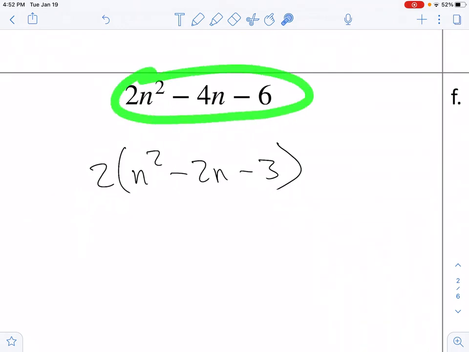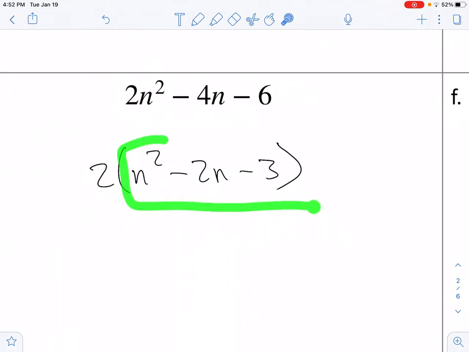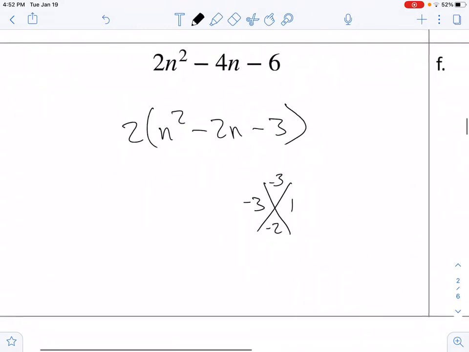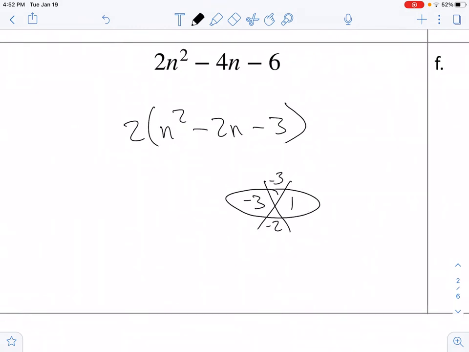So I took this whole thing and I said, if I were to divide a 2, it would leave me with this group here. Now I'm going to fill my x factor out just using this group. So I'm going to use a negative 3 and a positive 1, and that is going to be negative 3 times positive 1. And then in our answer, we have to leave the number, or what we factored out, so 2 times n minus 3, n plus 1.